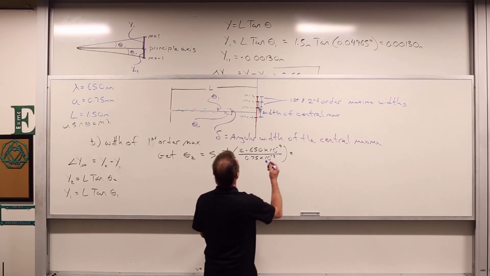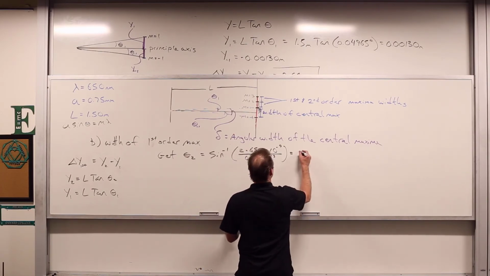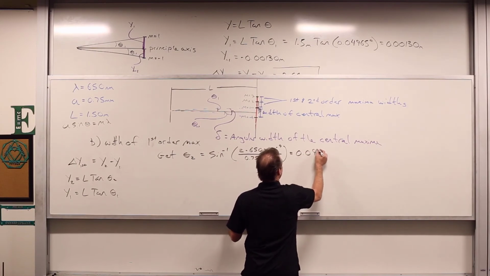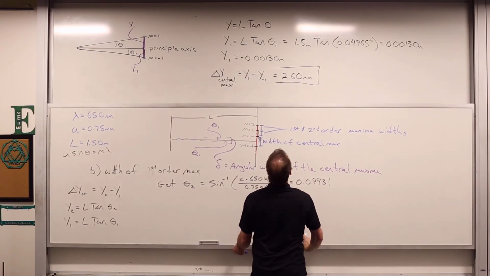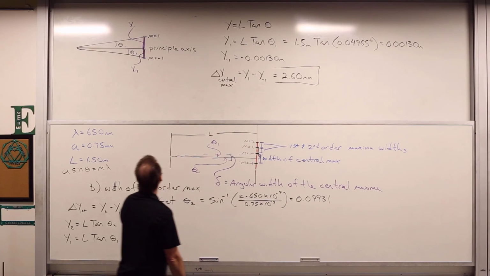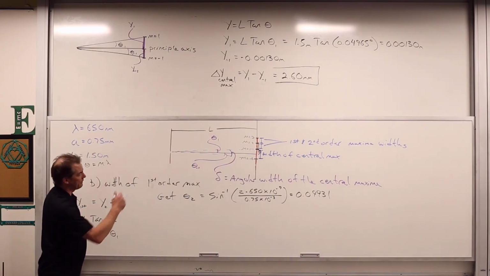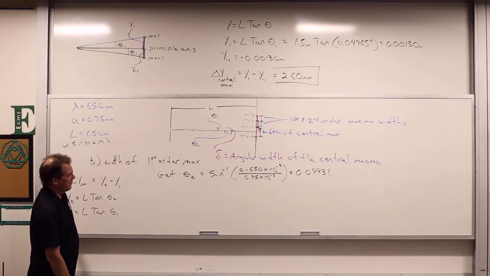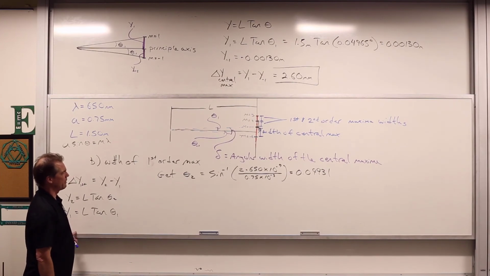I get 0.09931. That number seems a little familiar. 0.09931. I've erased it, but you go back and look at some of the numbers that we had. Oh yeah, that number. That's weird. That was kind of like the angular width. No.